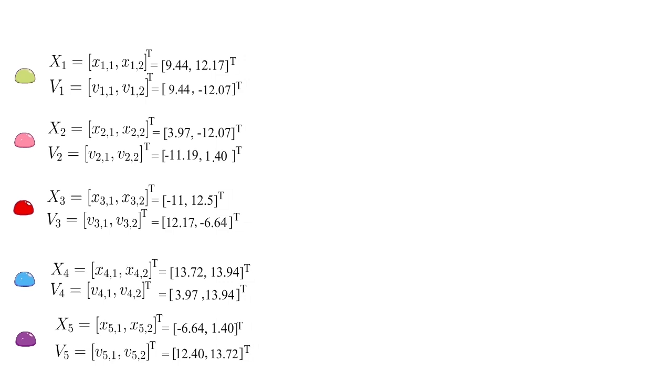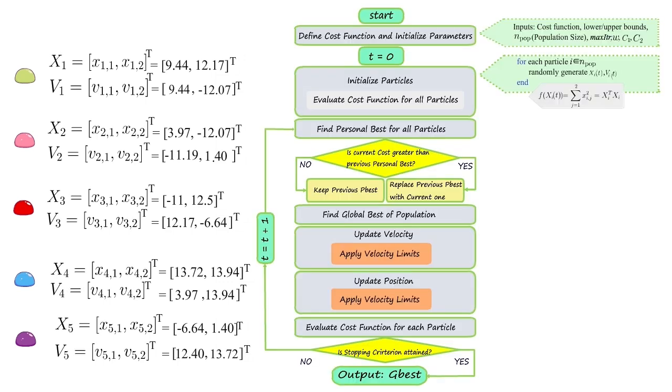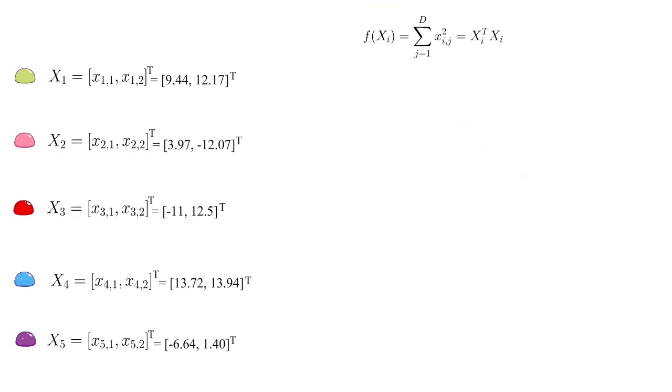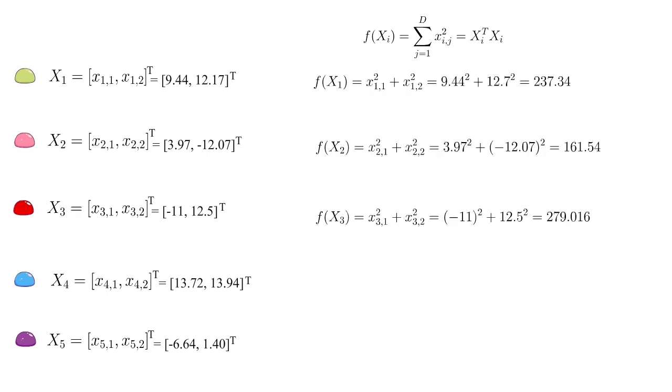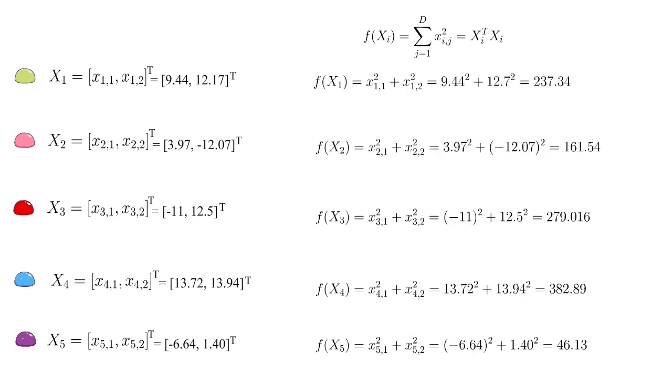After initializing the positions, the fitness of each particle is evaluated using the cost function, which, in this case, is the 2D sphere function. This evaluation helps determine how well each particle performs in relation to the optimization objective. This function measures the distance of the particle position from the origin. Here we can see how the cost of each particle is calculated. Now we have cost values for all particles.